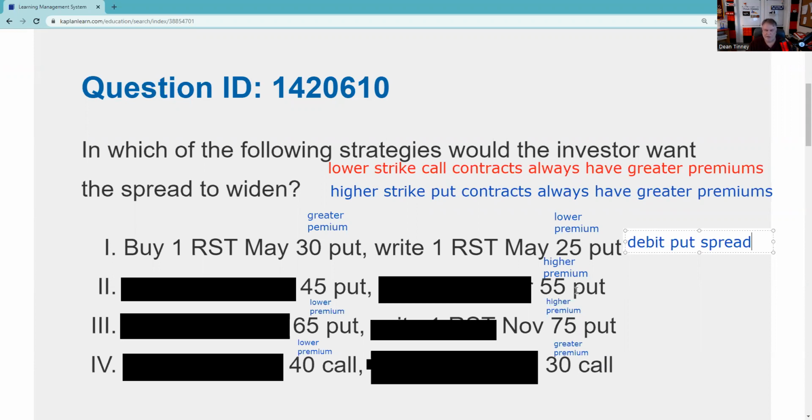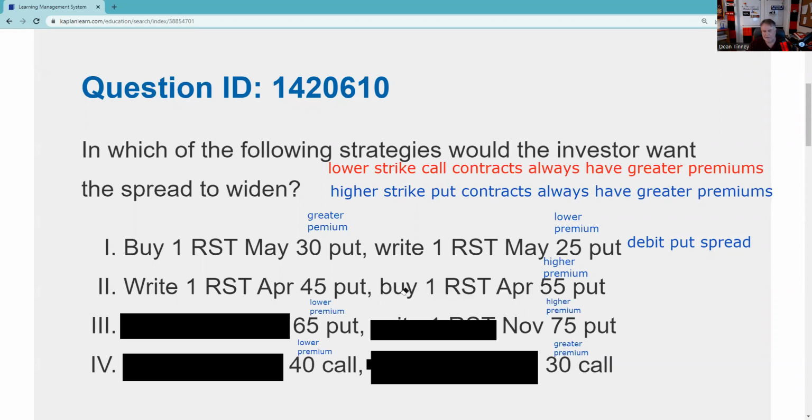So we know the 55 put is going to have a greater premium than 45. So let's do the reveal. Because remember, we're buying and selling. We're net. That's what the premiums are. So in that first one, we paid more for the 30 than we brought in for the 25. Once again, we're buying the higher strike put. Higher strike puts have a greater premium. So we're going to pay more for the 55 than we brought in for the 45. And this too is a debit spread.